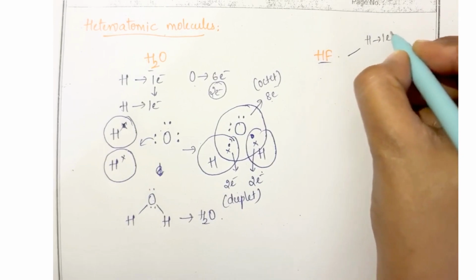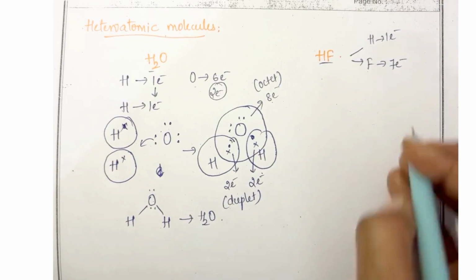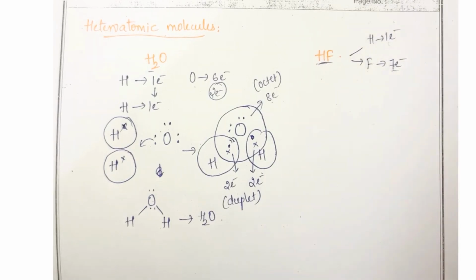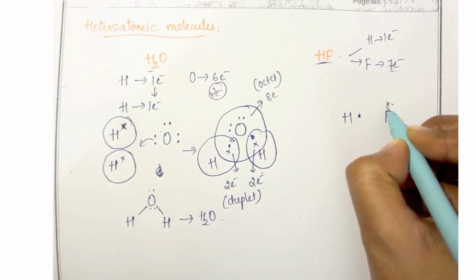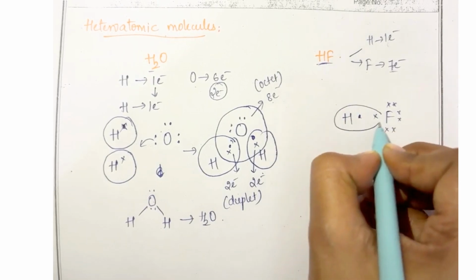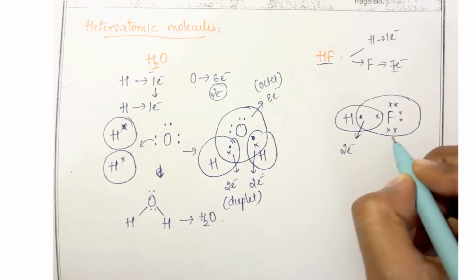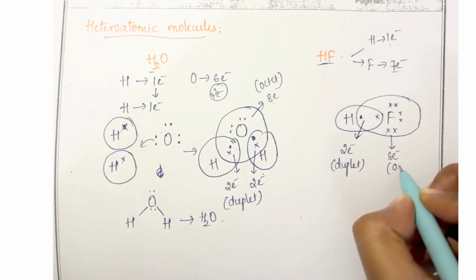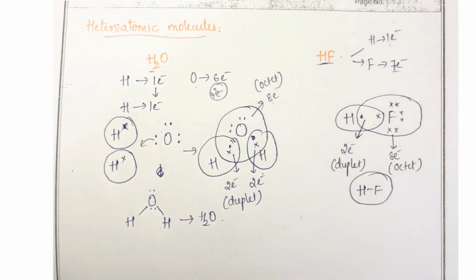H has 1 electron, but fluorine has 7 electrons in the outermost shell. It needs only 1 electron. So both of them need one electron. So the formula is HF. So hydrogen is with single electron, fluorine is with 1 2 3 4 5 6 7. So hydrogen gives 1, fluorine also gives 1. So accordingly hydrogen gets 2 electrons, fluorine gets 8 electrons. Duplet and octet, and hence the molecule is very much stable.